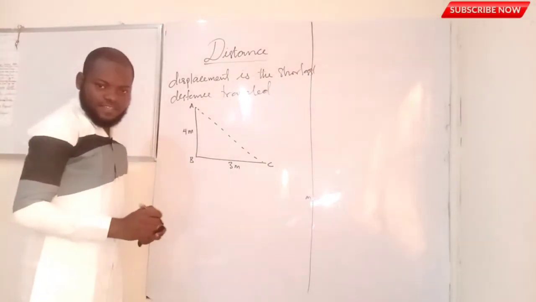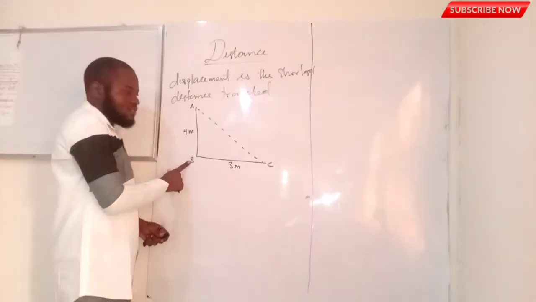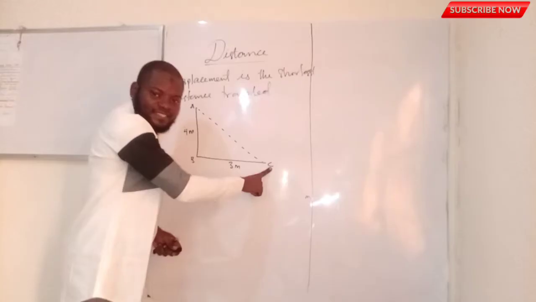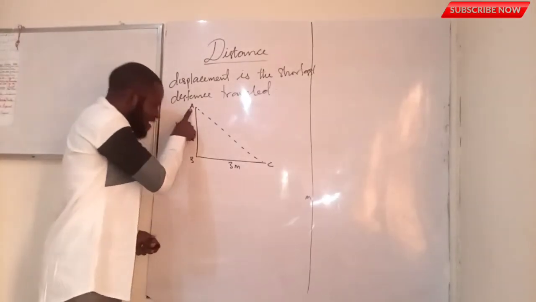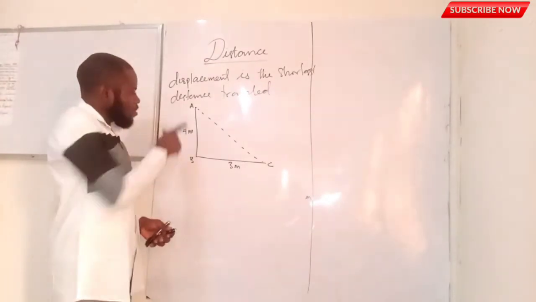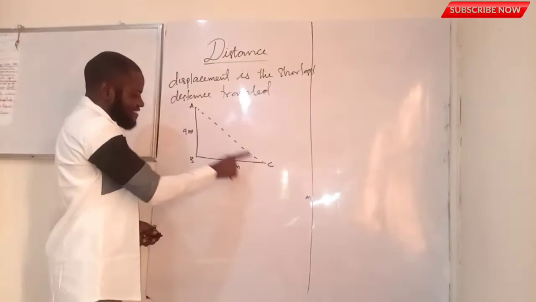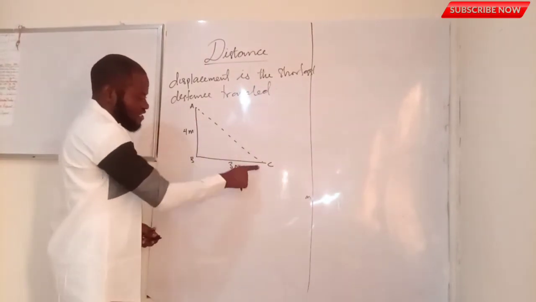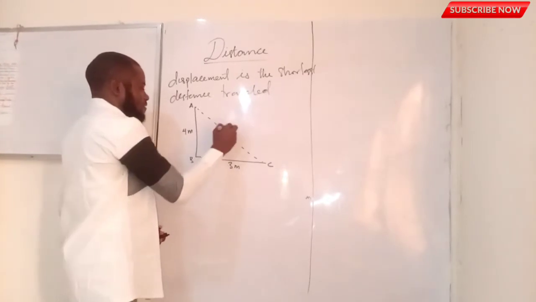I'm not sure you get what I'm saying. That is, instead of the body moving from A to B, then from B to its destination, why can't the body just move straight from A to C? That will save time. Because this is like a short cut. So the shortest distance is this, because this will save more time.